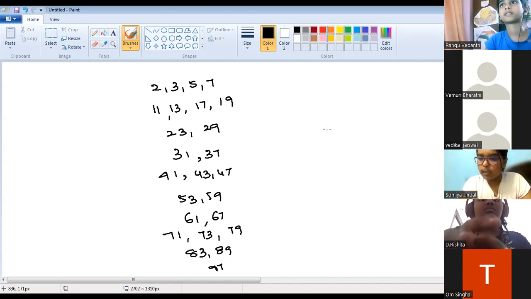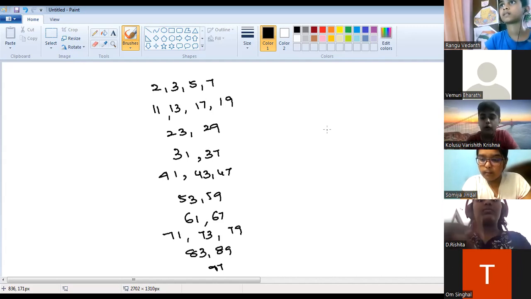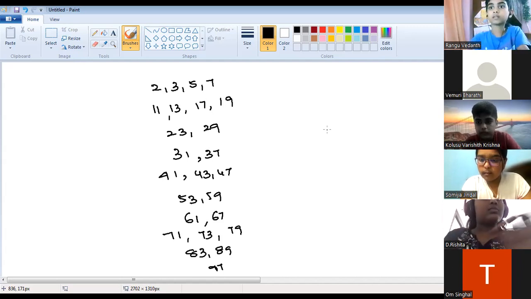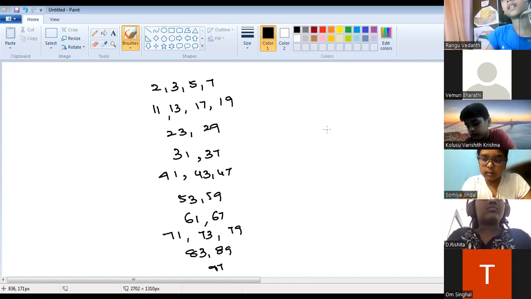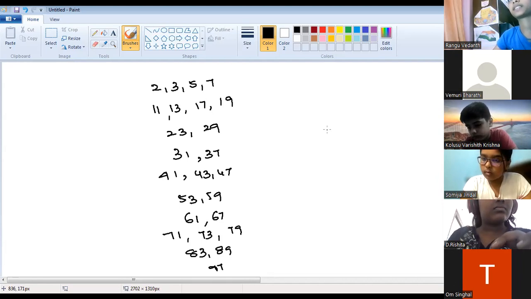Ma'am, twin primes have only one composite number between them. Yes, very good, Vedant. What are twin prime numbers? What are prime triplets? Ma'am, I don't know what prime triplets are.